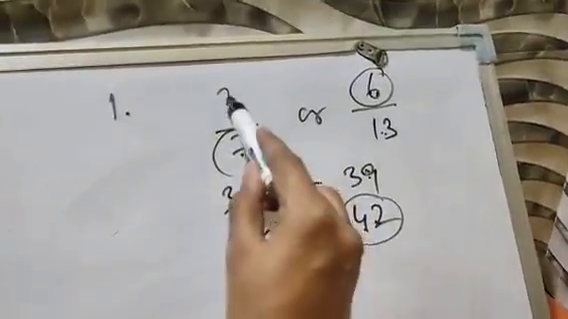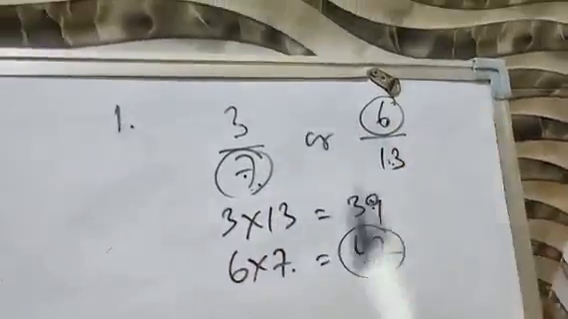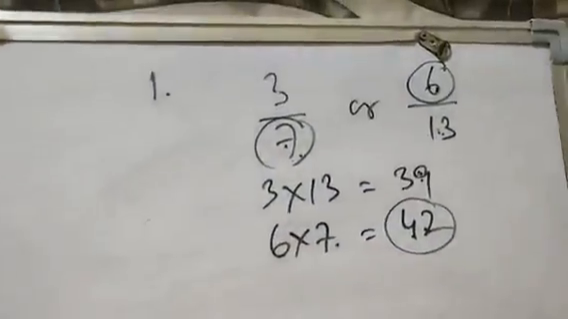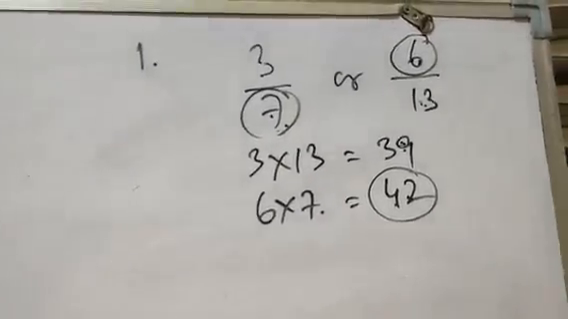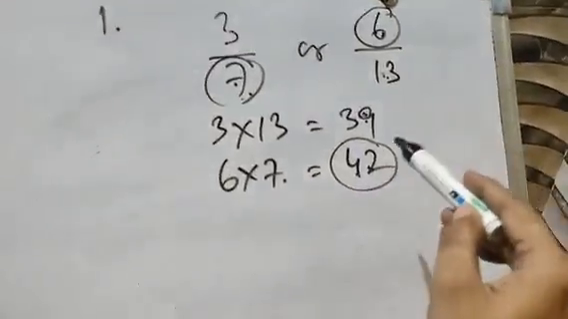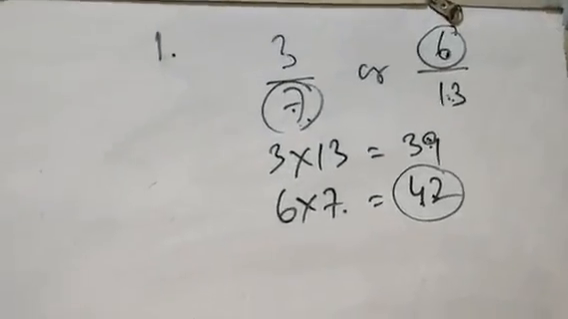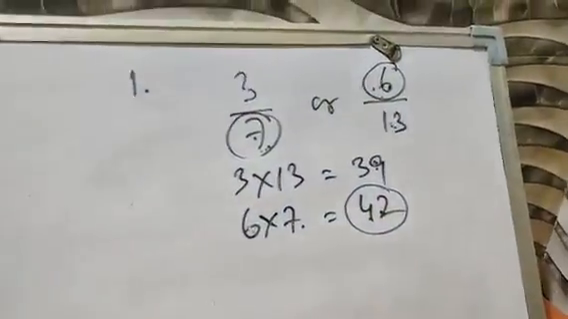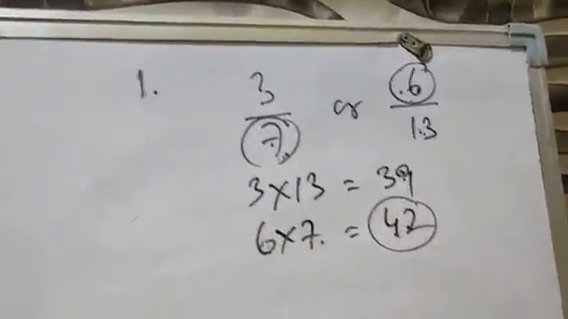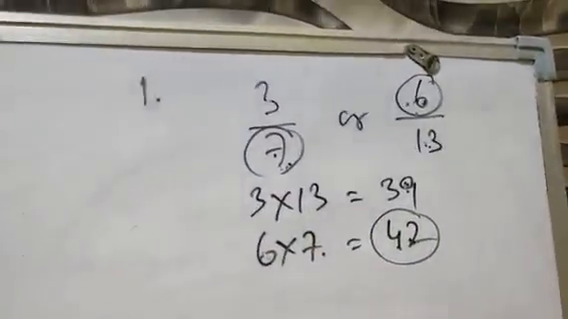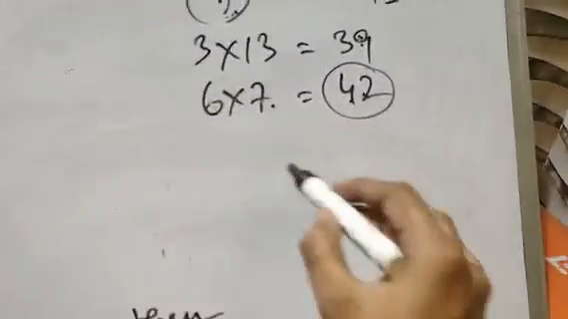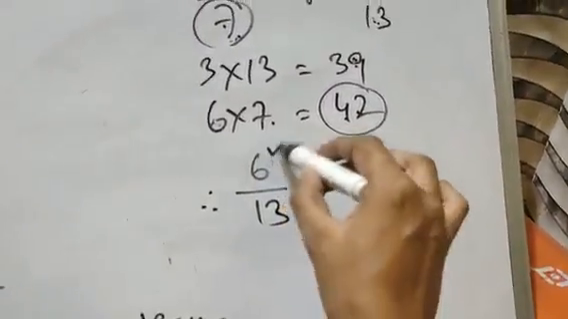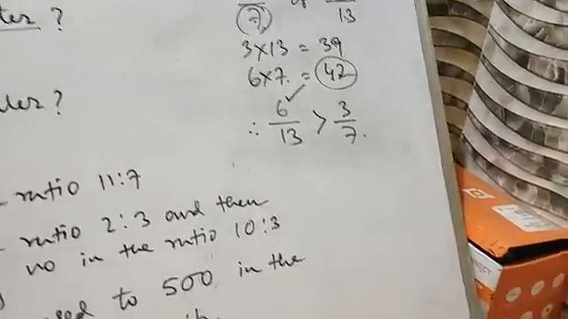Clear? First, just cross multiply: 3 into 13 is 39, 6 into 7 is 42. Now to identify the greater fraction, just see which number is greater. Obviously 42 is the greater number. So 42 means 6 into 7. Between these two numbers, 6 is in the numerator and 7 is in the denominator. As 6 is in the numerator, 6 by 13 will be the greater fraction. So we can write 6 by 13 is greater than 3 by 7. That means your answer is 6 by 13.